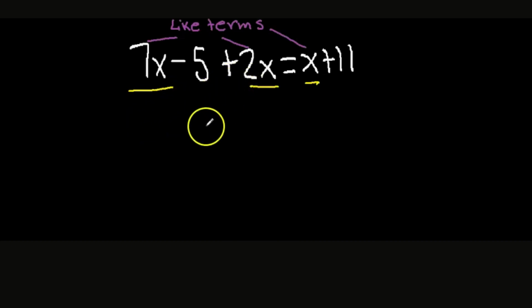Okay, so let's add 7x and 2x together, the like terms on the left hand side. And that would be 9x, because 7 plus 2 is 9. And then you just add the x on, minus 5, because we haven't done anything with the 5, equals x plus 11, because we haven't done anything on the right hand side.